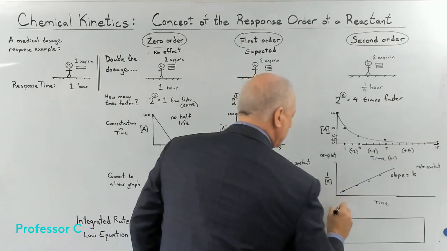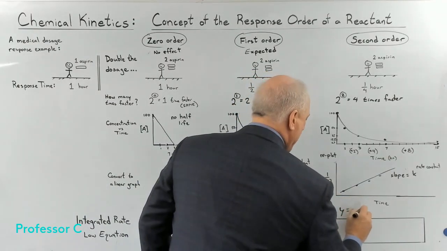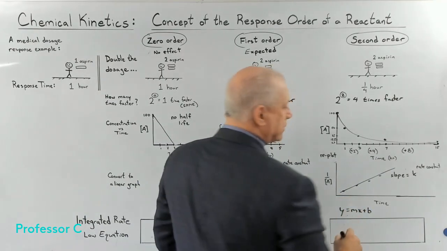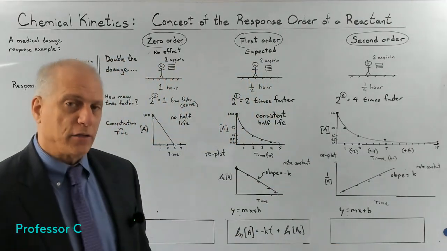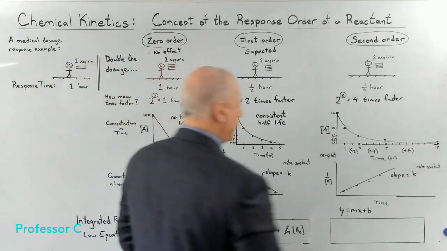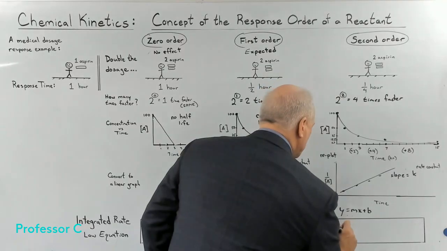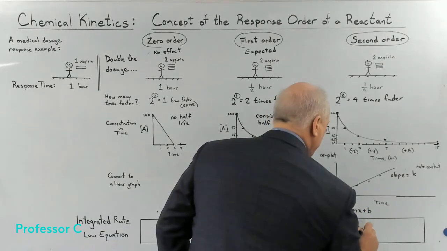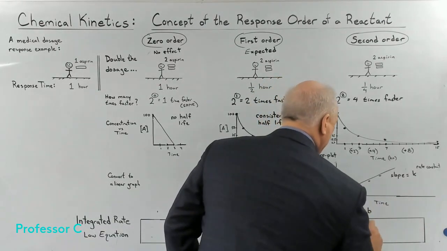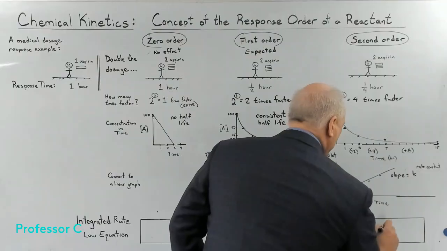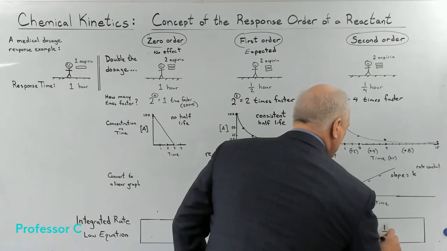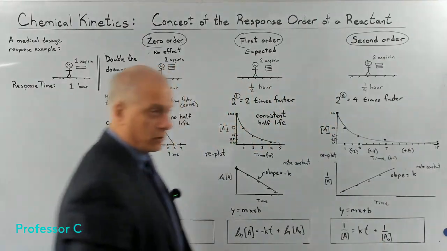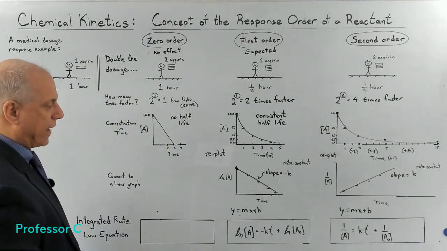And once again, y equals mx plus b. That's a generalized formula for the equation of a line. Y is 1 over the concentration of A. M is the slope, which is k. X is the x-axis, which is time. And the b is the y-intercept, which is 1 over the initial concentration of the reactant.